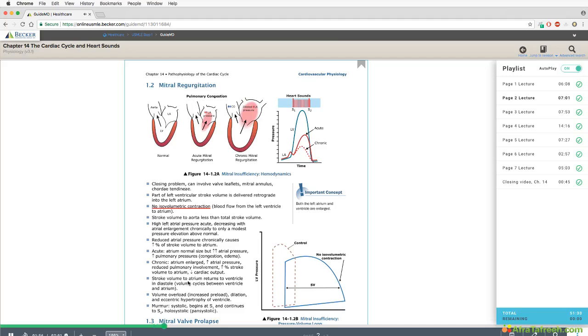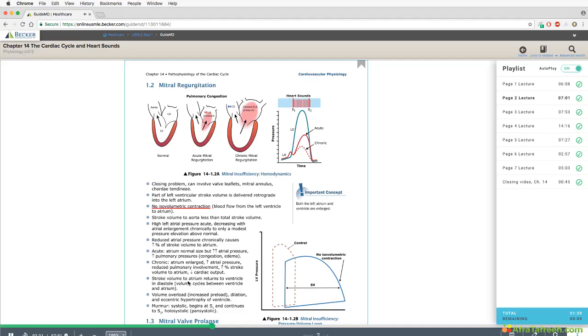You expect an enlarged left atrium and an enlarged left ventricle. Now, going back to mitral stenosis, a characteristic feature of mitral stenosis was an enlarged left atrium, but a normal or smaller left ventricle. On the other hand, with mitral regurgitation, both the left atrium and the ventricle are enlarged. Now, there's a difference between the acute situation and the chronic situation.